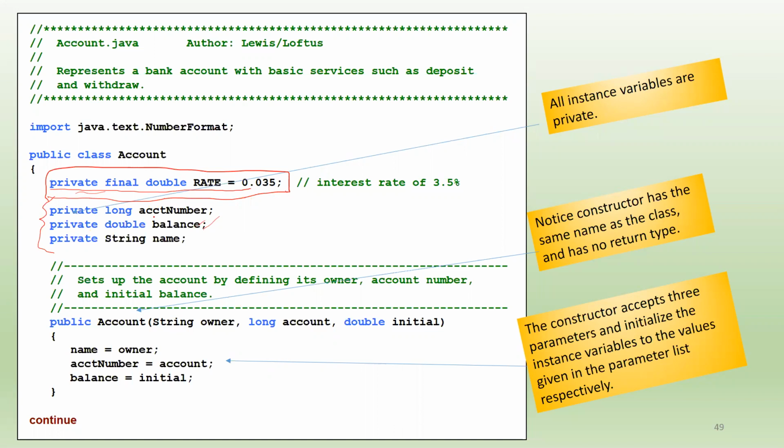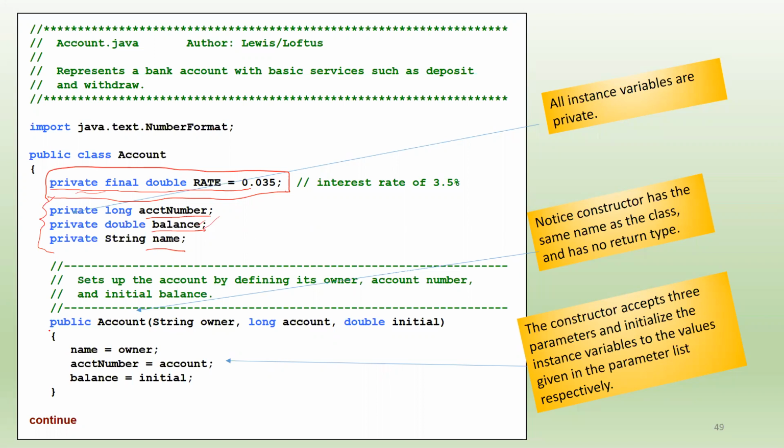So we have 3 instance variables: account number, balance, and name. We don't care about the routing number, obviously, here. It's not relevant, but it is extremely important. If you are doing a real class account, you have to have the account number, the routing number, right? The Swift or something like that.